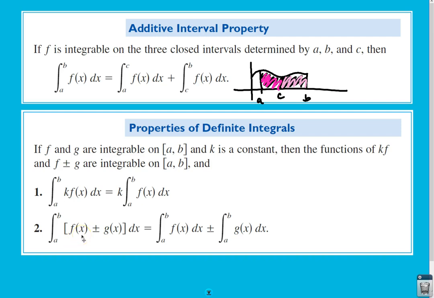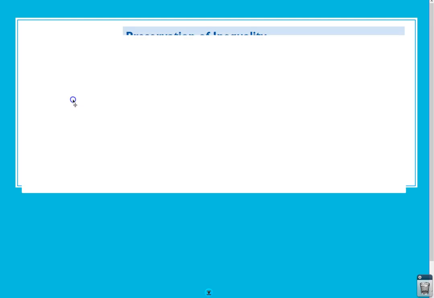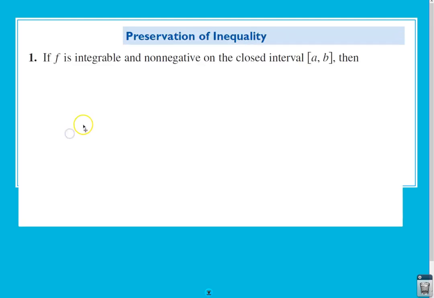Just like you can add sums together, because remember, the whole point is that all of these integrals come back to a summation, and then we take the limit of that summation. So if you can add and subtract summations together, you can add and subtract integrals together as well. Same overall concept. All right? Let's see what else we got here. So if f is integrable and non-negative, ooh, that's a big word.